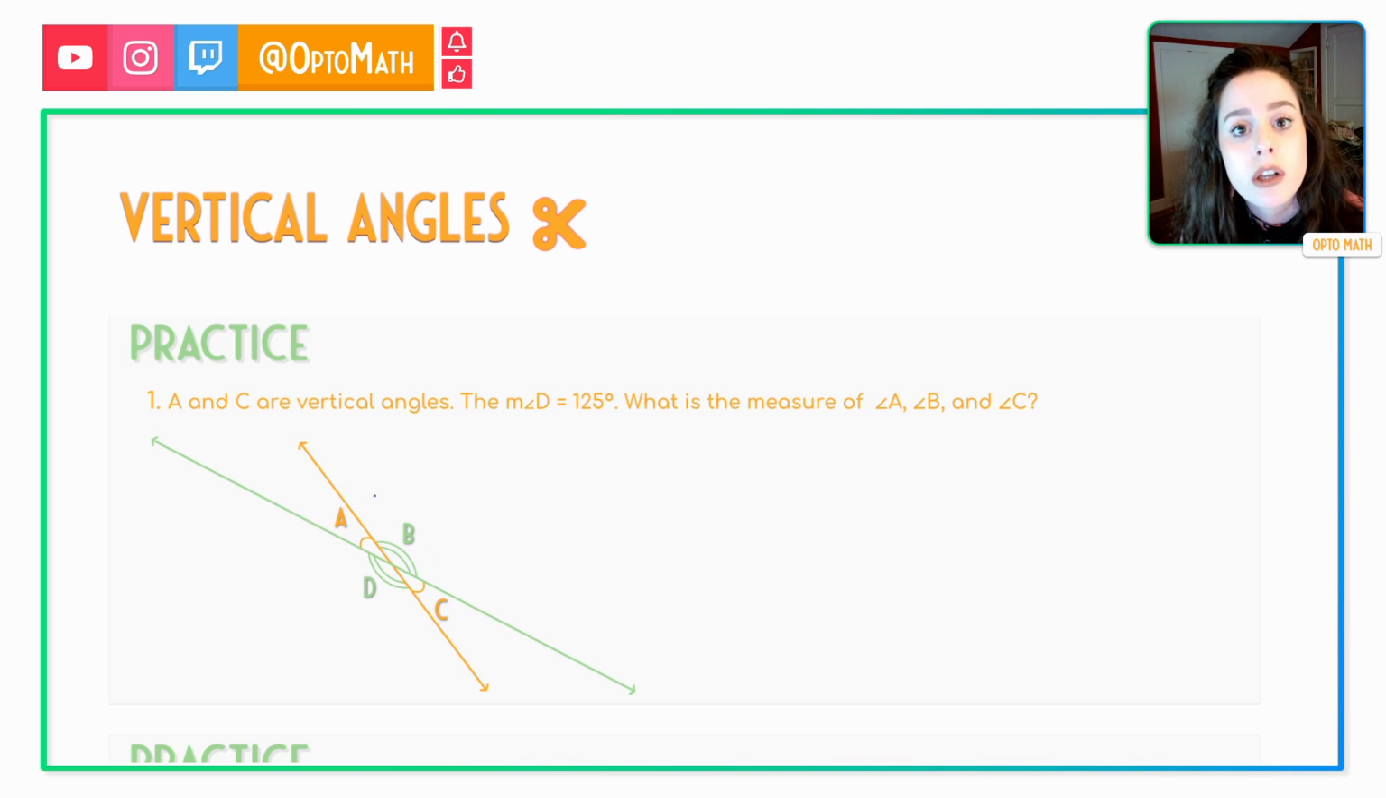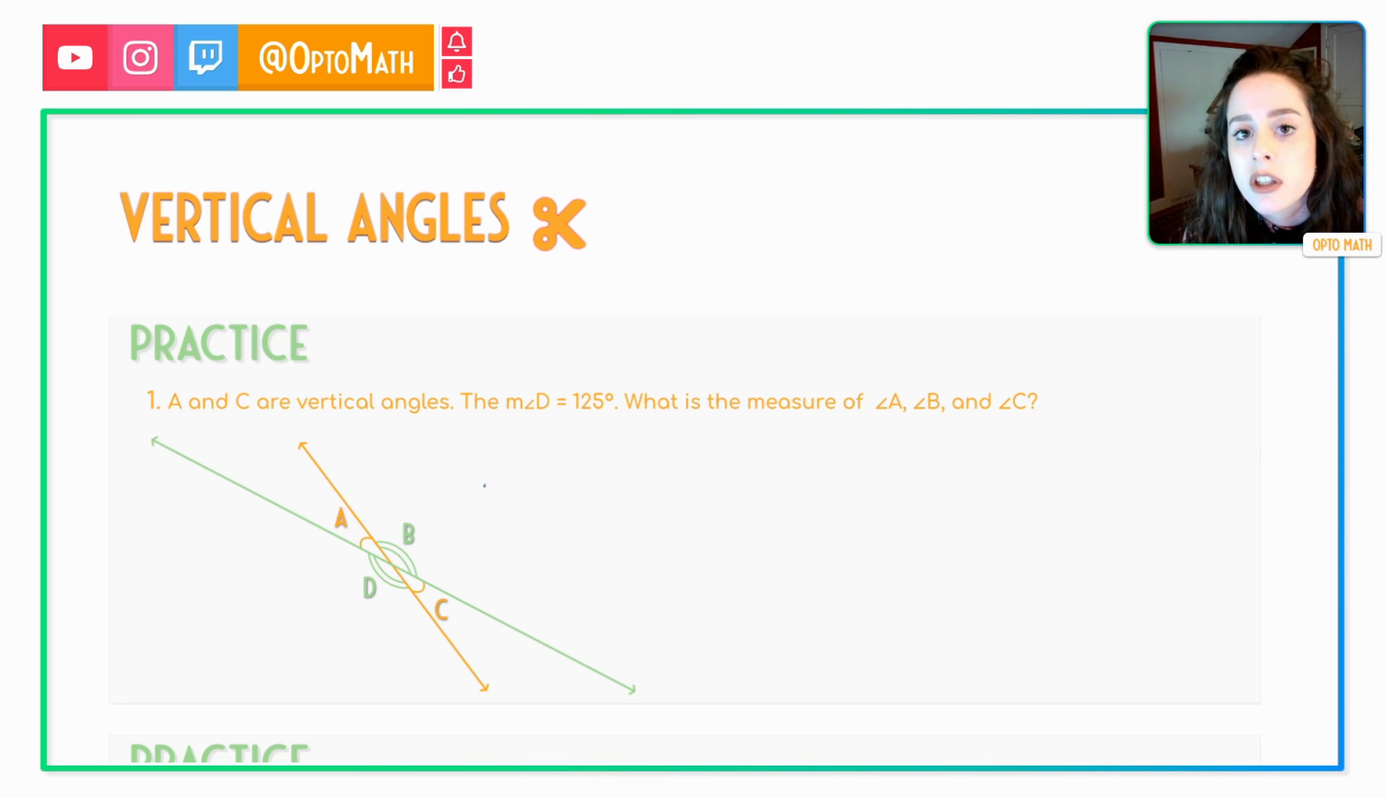A and C are vertical angles, so this is given information and we have our picture to go along with it, and we can tell, okay, well we've got two intersecting lines and they're opposite each other, so we can verify they're vertical angles. The measure of angle D is 125 degrees. What is the measure of angle A, angle B, and angle C? So we want to find 3 different things here.